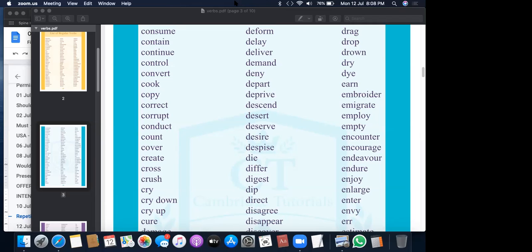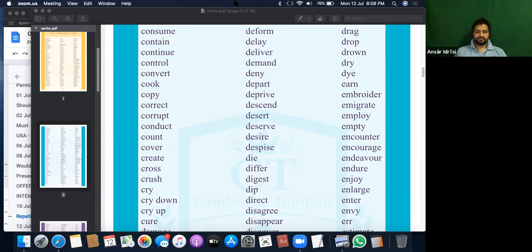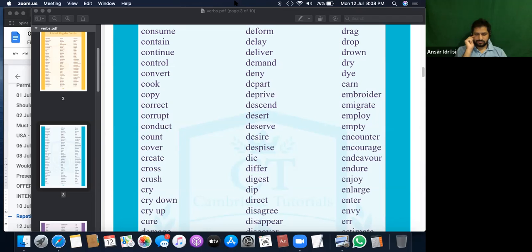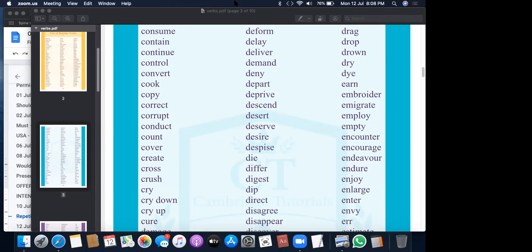You used to enlarge. Did you used to enlarge? You didn't used to enlarge. Enlarge. Next. You used to encourage. Did you used to consume? Did you used to encourage? You didn't used to consume. You didn't used to encourage. Encourage. Next. Yes, Jai. You used to correct. Did you used to correct? You didn't used to correct.